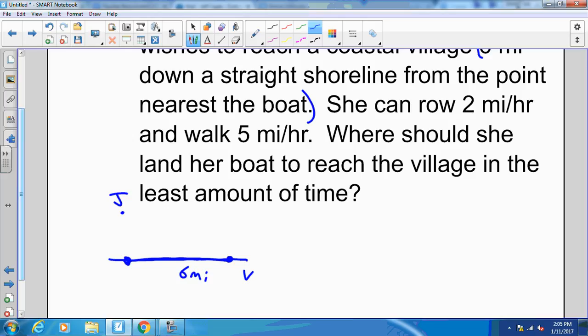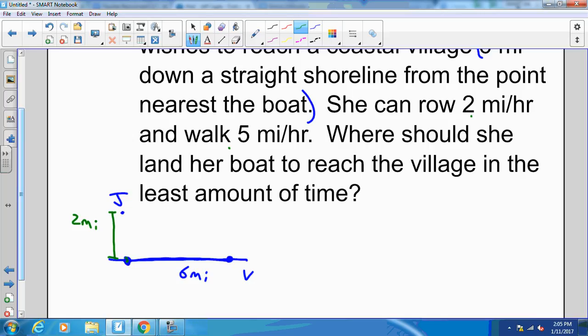It's pretty awkward phrasing, isn't it? But it turns out it's probably the most efficient way you could have said it: 6 miles down the shoreline from the point nearest to the boat. And we also are told that she is 2 miles offshore. And we are furthermore told that she can row 2 miles an hour, but she can walk 5 miles per hour. Now they ask a really interesting question. Where should she land her boat to reach the village in the least amount of time?